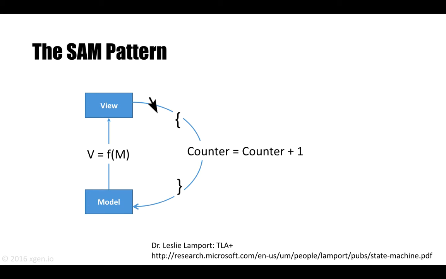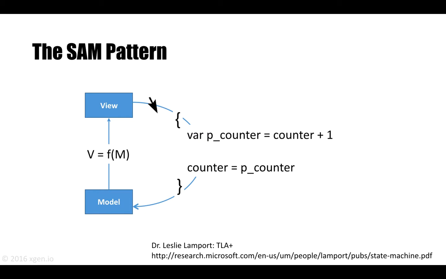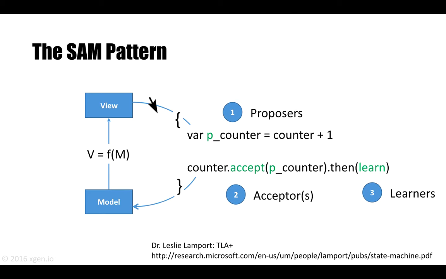What you really need to do is to first create a proposal. The proposal will, of course, have the value of counter plus 1. And then you still cannot make a direct assignment of that proposal. What you need to do is ask the model to accept the proposal. And then, only then, you'll be able to access the new application state, and that's what we call learners, that can access that application state.